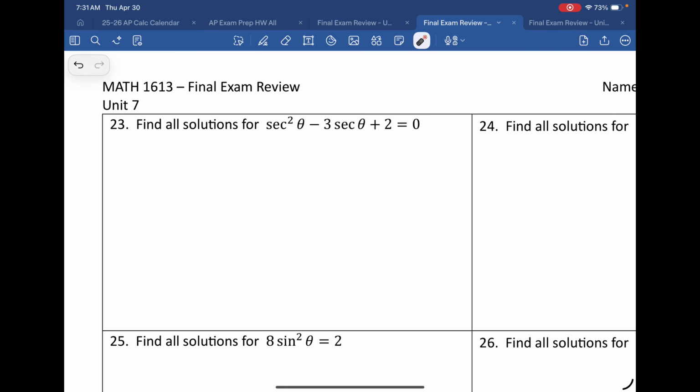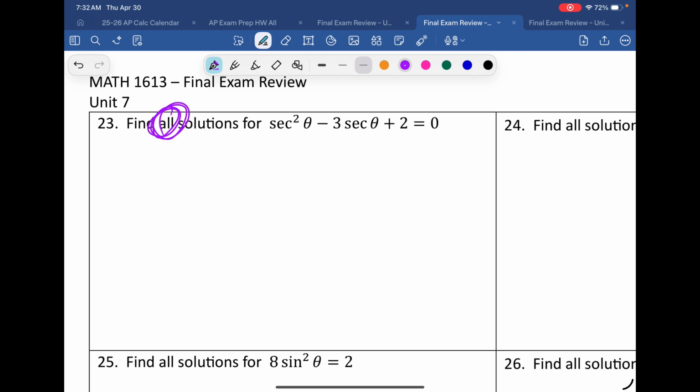All right, find all solutions. I want you guys to highlight or underline all. All right, find all solutions for secant squared minus 3 secant plus 2 equals 0. First, this is quadratic. All right, the next thing I see is that it's got a linear part as well as a constant. So this is a quadratic function.